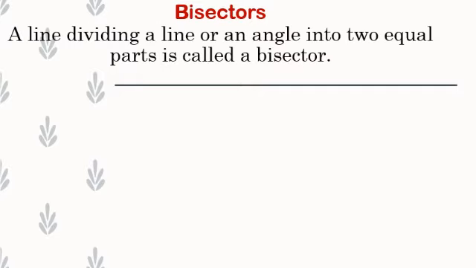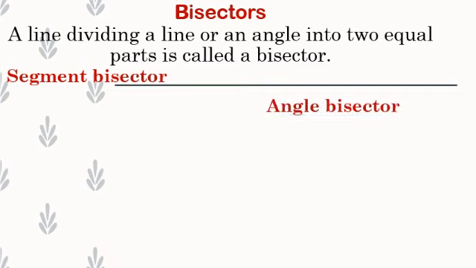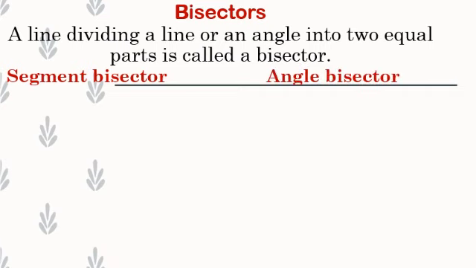Dear students, today we are going to learn about bisectors. Have you ever heard about bisector? Yes. What is that? A line dividing a line or an angle into two equal parts is called a bisector. Now let us see two types of bisector: segment bisector and angle bisector.